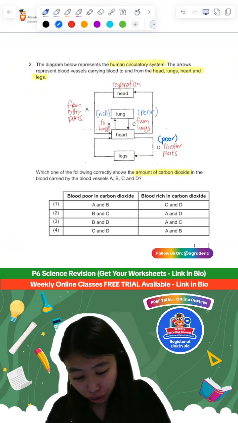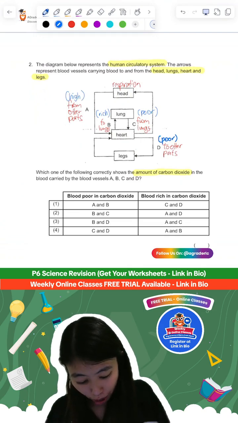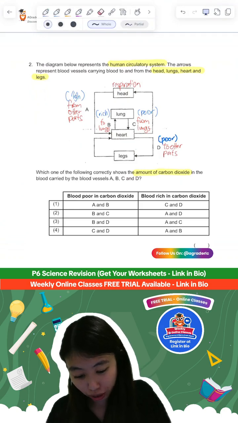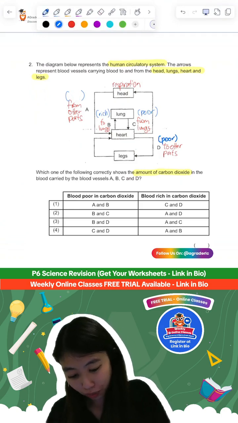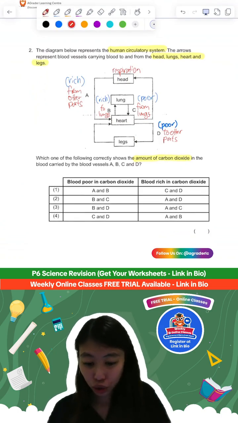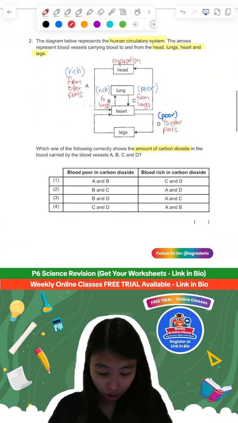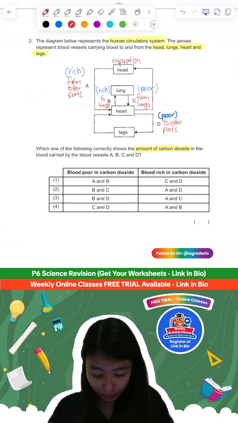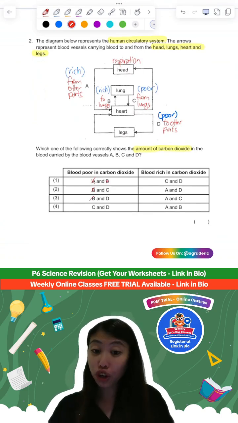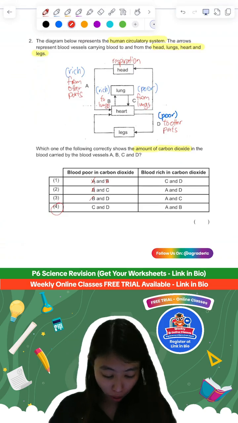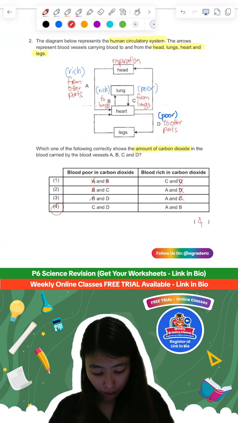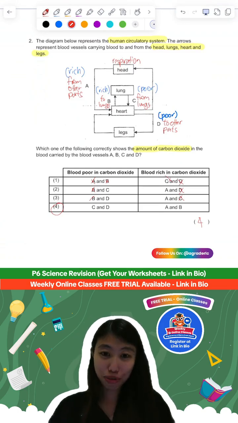So over here, A would have a high amount of carbon dioxide, or we can say rich in carbon dioxide. Let me change this to rich. For this question, you should know your answer already. Poor in carbon dioxide should be C and D, not A and B. Rich in carbon dioxide would be A and B, so the answer is number 4.